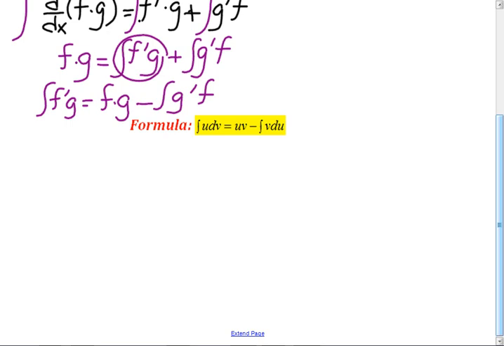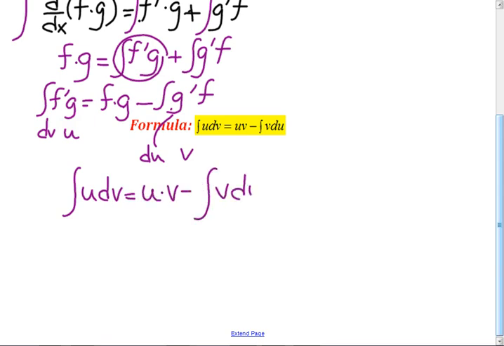So what it looks like in differential form, it's u dv. So this is going to be the dv, and that's going to be the u, is equal to u times v minus, and then that's going to be du, and that's going to be v. You're going to memorize this. The integral of u dv is equal to the product of u and v minus the integral of v du. Could you have these two integrals reversed? Absolutely. It doesn't make any difference.